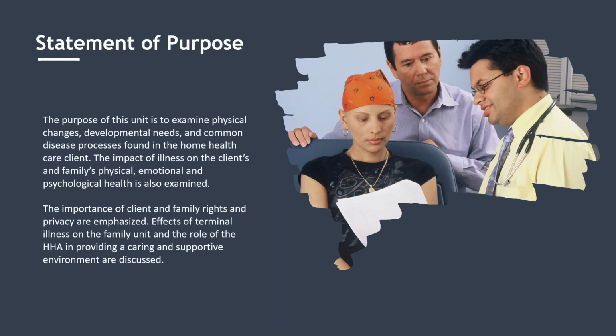Statement of Purpose. The purpose of this unit is to examine physical changes, developmental needs, and common disease processes found in the home health care client. The impact of illness on the client's and family's physical, emotional, and psychological health is also examined. The importance of client and family rights and privacy are emphasized. Effects of terminal illness on the family unit and the role of the HHA in providing a caring and supportive environment are discussed.